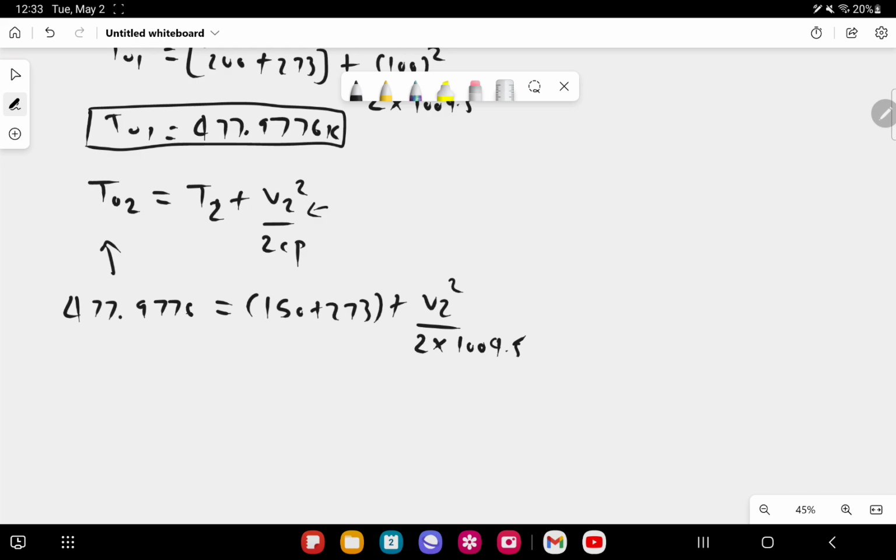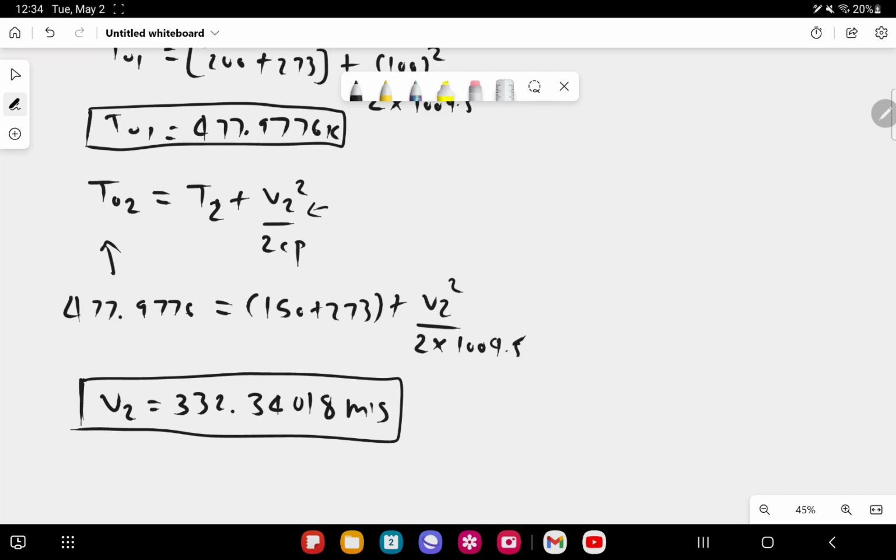So V2 is equal to 332.34018 meter per second.